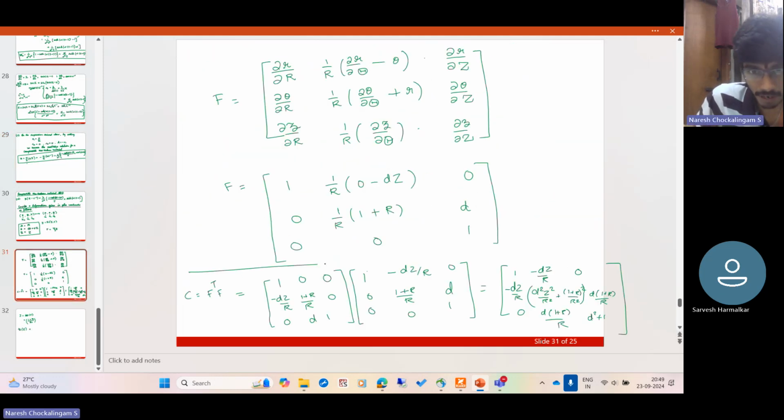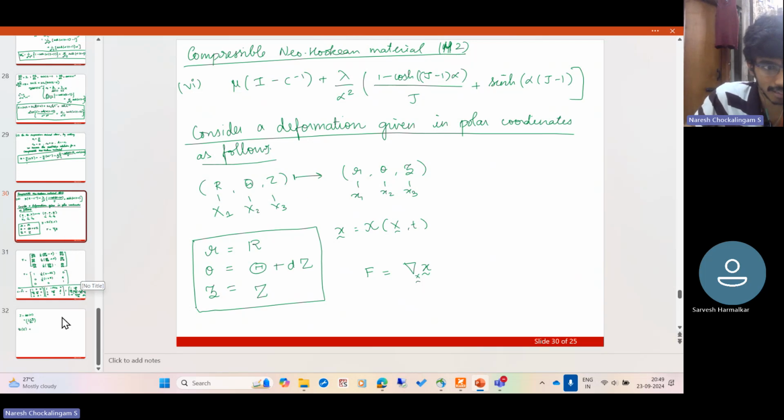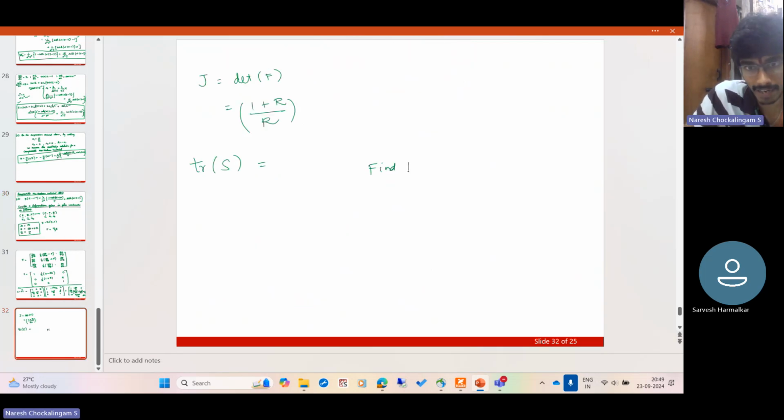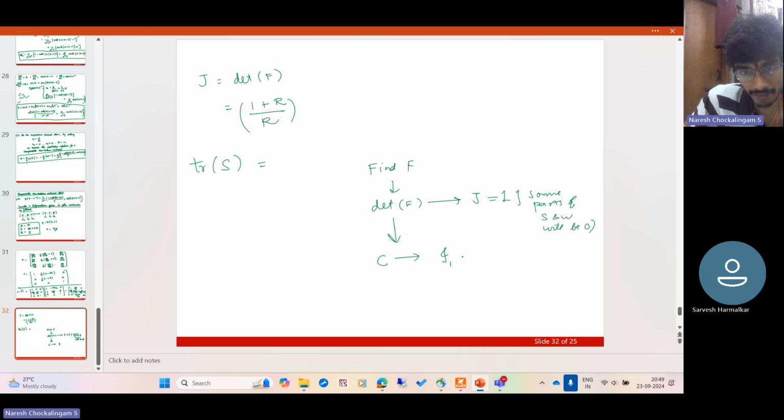Right, so okay, from this point, let us take it up in the next class. We are already out of time. So given a deformation gradient, the procedure is: first find F, then find the determinant of F. See the J part. If it is equal to 1, some parts of S will be 0. Then you see C. From C, you can get the invariants I1, I2, and I3. Once you get them, you can directly get the stresses.